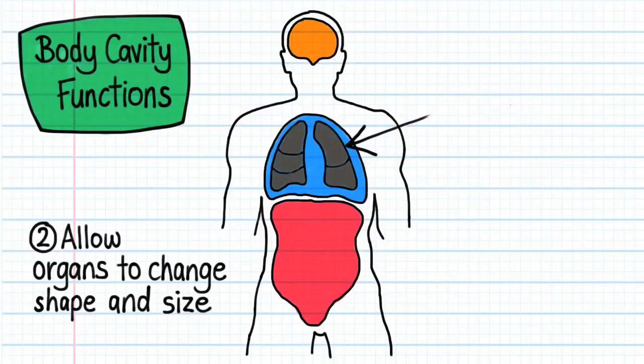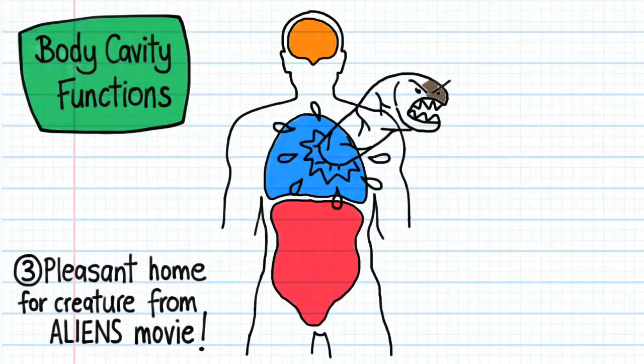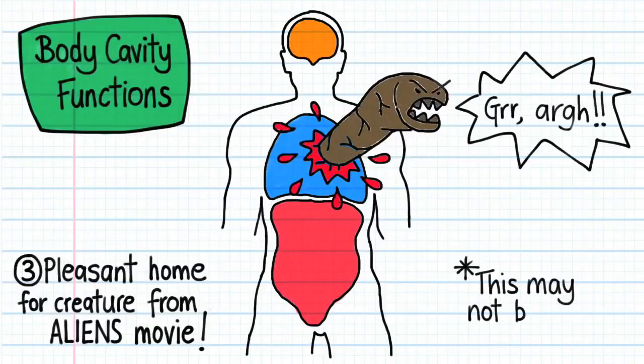And lastly, body cavities provide a warm, nurturing space for foreign creatures to implant into, grow, and burst from in the Alien movies. That's it, man. Game over, man. It's game over.